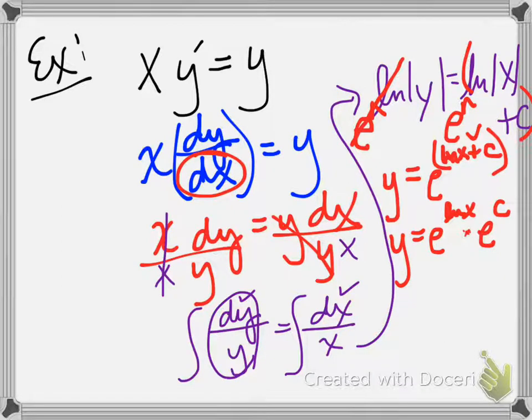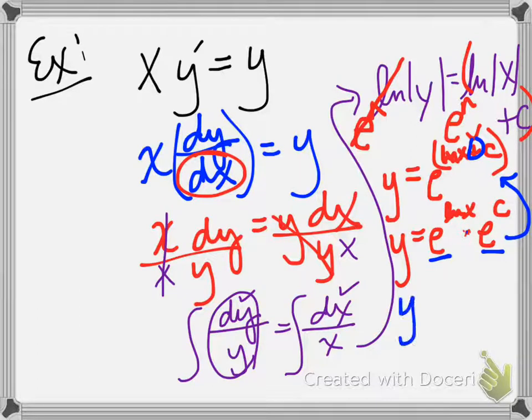If you think about this going backwards the other direction, what do you do if you have the same base? What do you do with the exponents? You add them. So what we're doing is we're taking exponents that are added and we're taking them backwards in the process, and we're changing this to e to the ln x times e to the c.